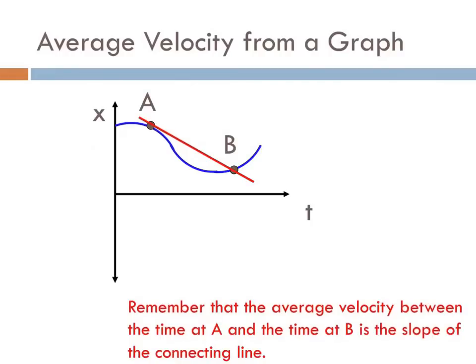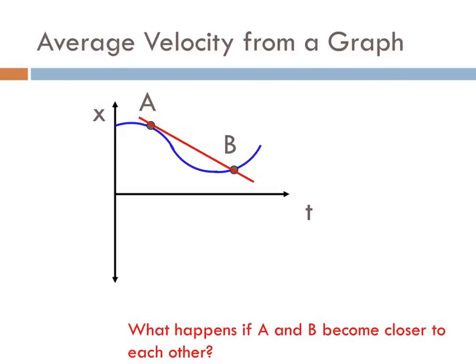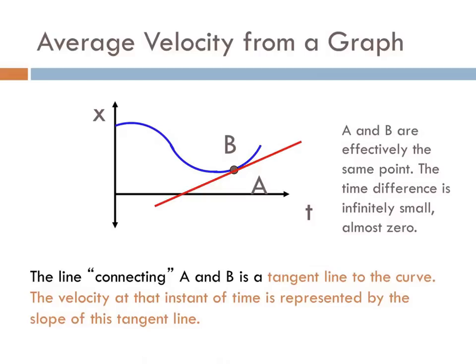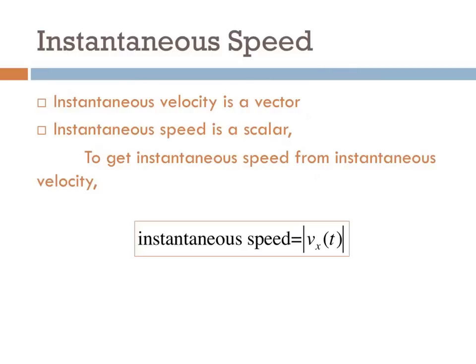We now know that the average velocity between 2 points is the slope of the straight line connecting those 2 points. So what if we brought those 2 points closer and closer together, until they're practically the same point? This is known as a tangent line to the curve. The slope of this line is known as the velocity or instantaneous velocity at that point.